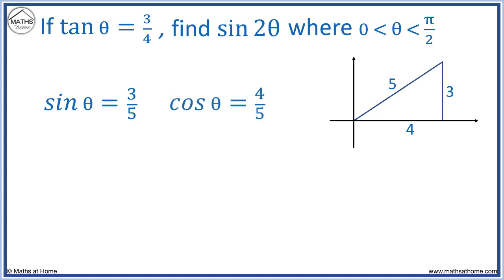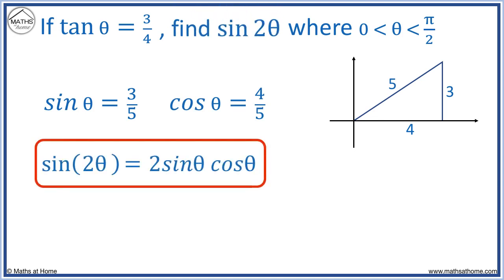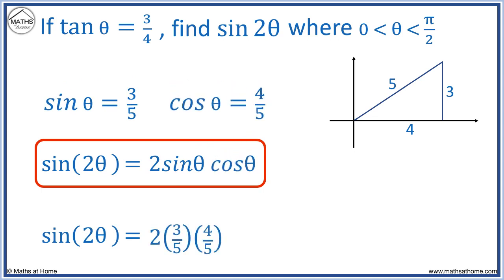Now we can find sine 2 theta using the double angle formula. Sine 2 theta becomes 2 times 3/5, and cos theta equals 4/5. 2 times 3/5 times 4/5 equals 24/25. Therefore, sine 2 theta equals 24/25.